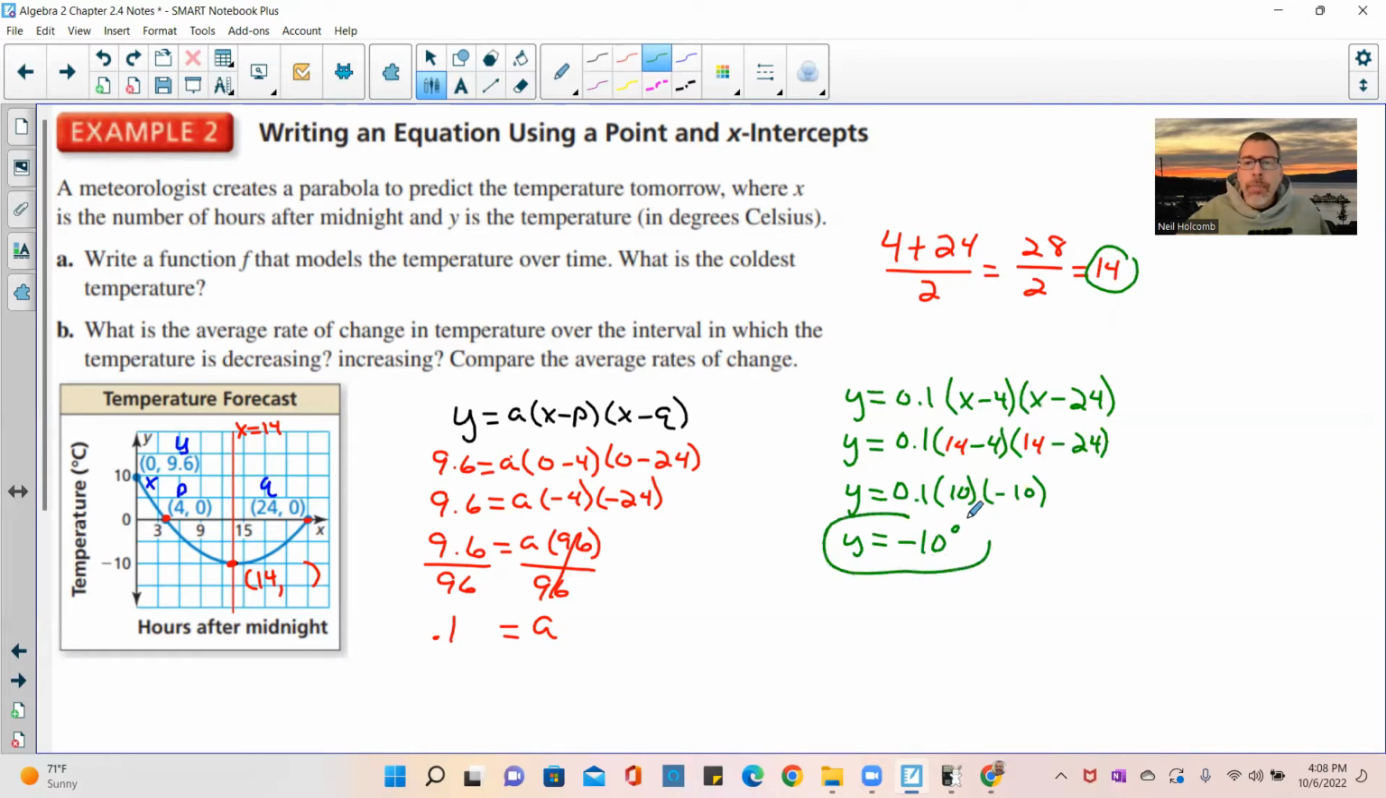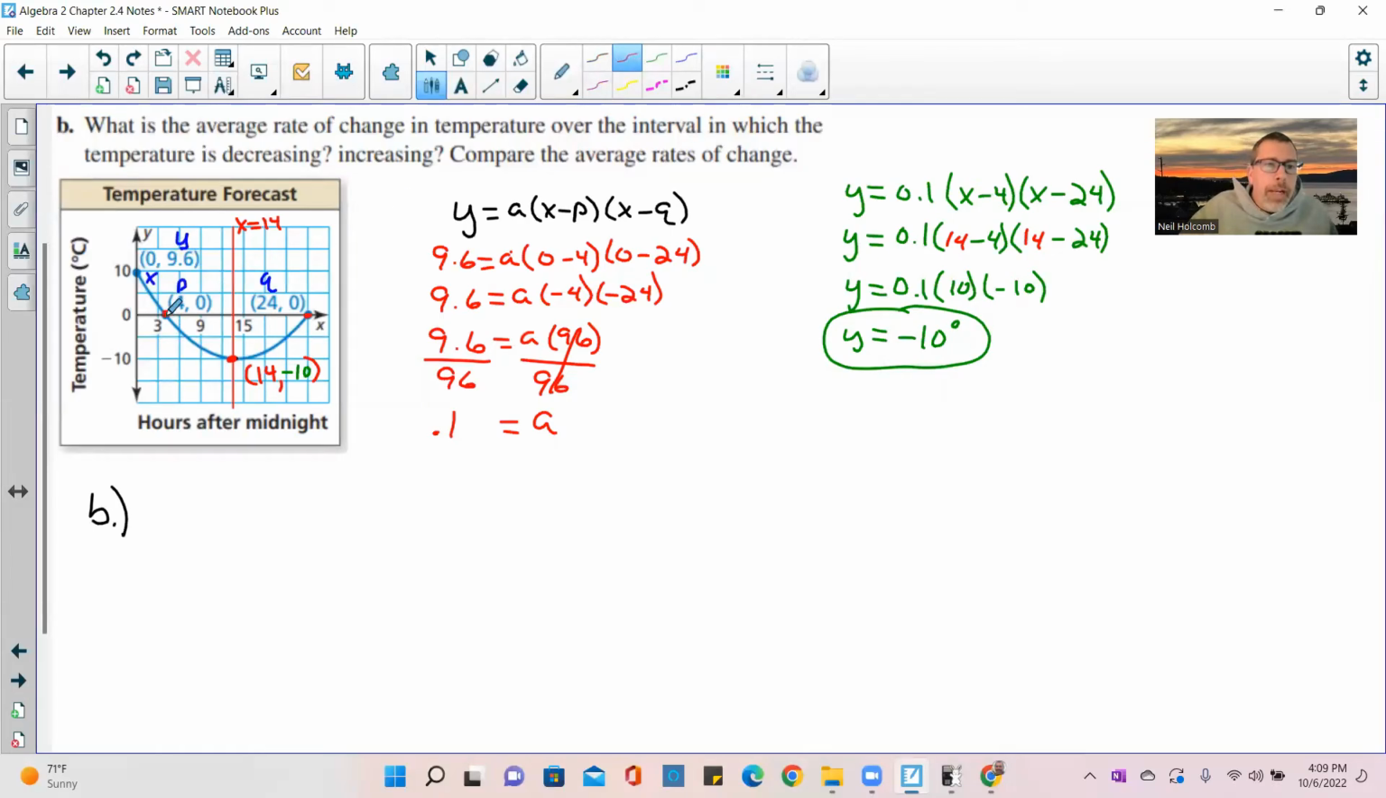So at 2 p.m., 14 hours after midnight, 12 hours after midnight would be 12 p.m. 2 more hours would be 2 p.m. It'd be -10 degrees Celsius. Part B says, what is the average rate of change in temperature over the interval in which the temperature is decreasing, increasing, and compare the average rates of change.